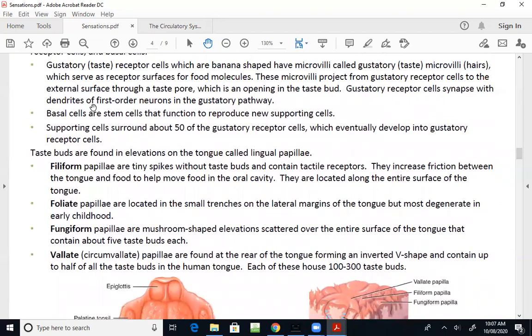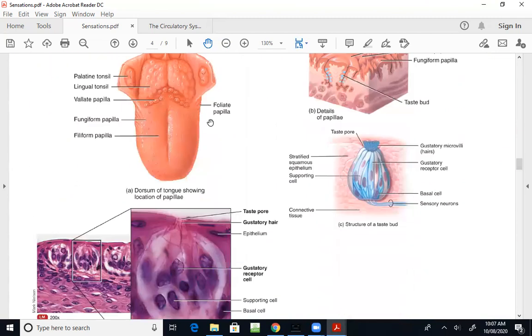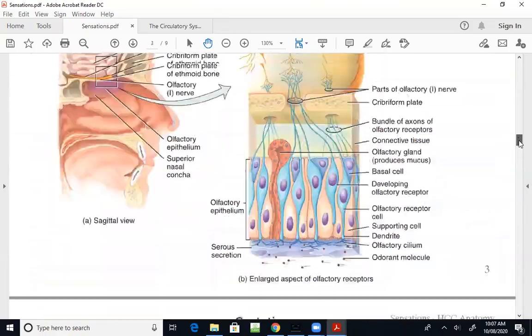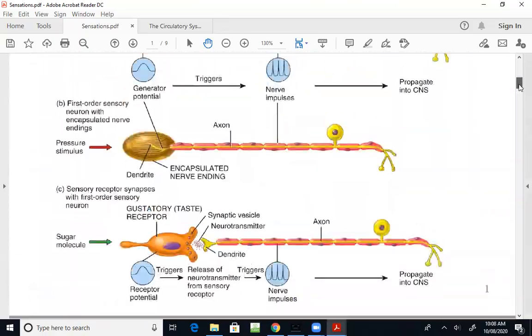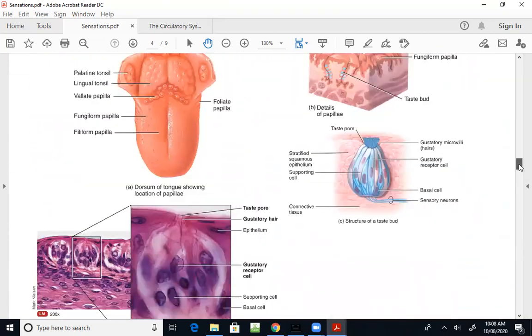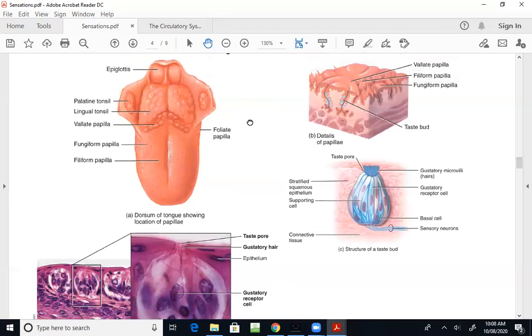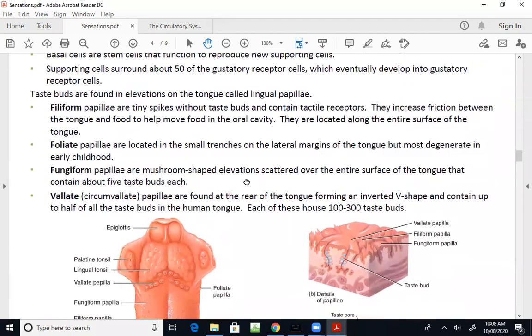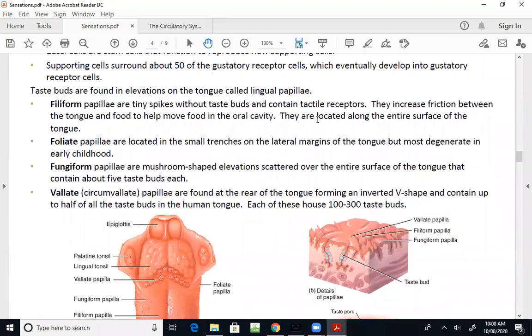Gustatory receptor cells then synapse with the dendrites of first order neurons in the gustatory pathway, which are these neurons here. So something that's a little bit different is that these receptor cells are not actually neurons. And we showed that on that first page with this picture. Just looks a little bit different in this illustration. But those are cells that ultimately synapse and thus create signals in the actual neurons. Whereas when we smell, we're directly stimulating the neurons, because that's what those olfactory receptor cells are.